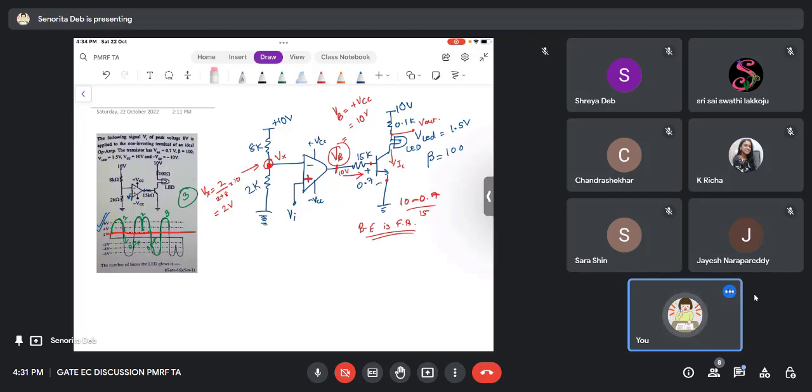So these kind of questions are expected from op-amps. Simple questions from op-amps can be asked for 1 mark. A bit more difficult questions where they combine op-amp with a BJT, with a bit of a different kind of operation involved, are also expected.